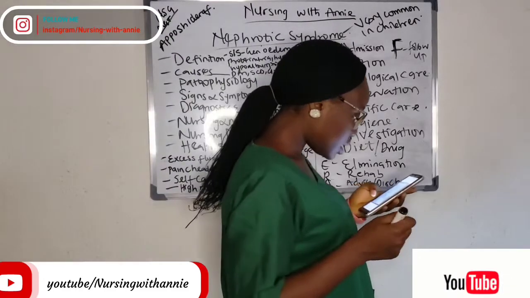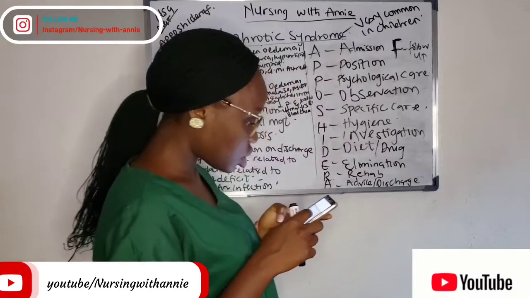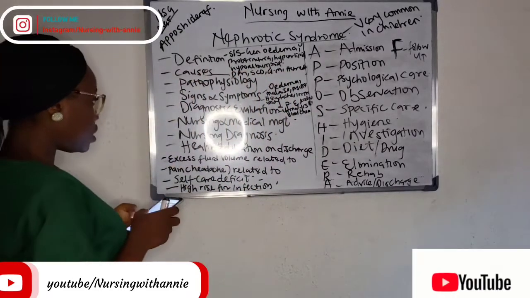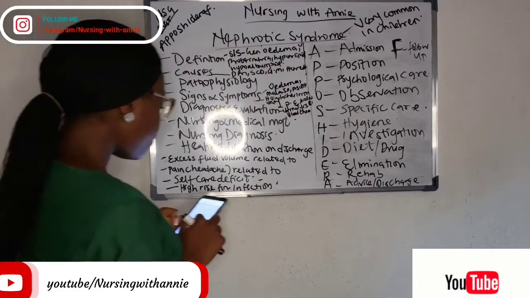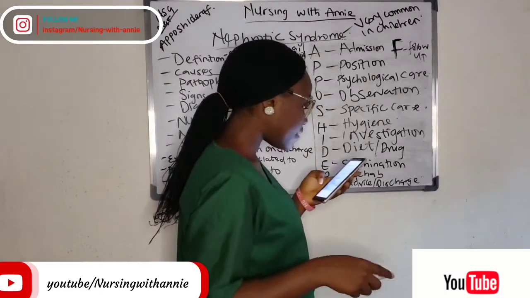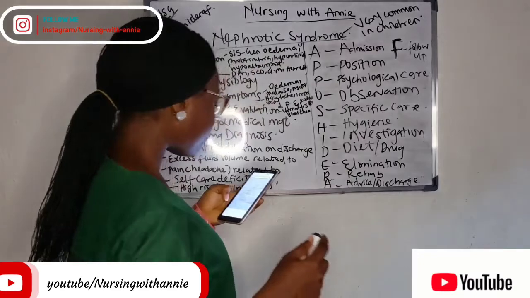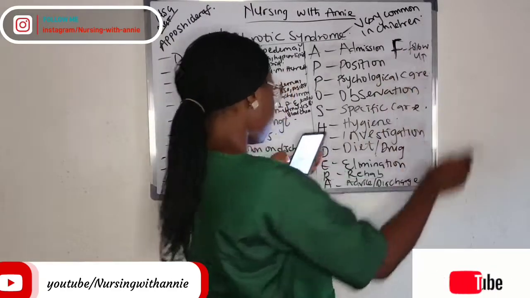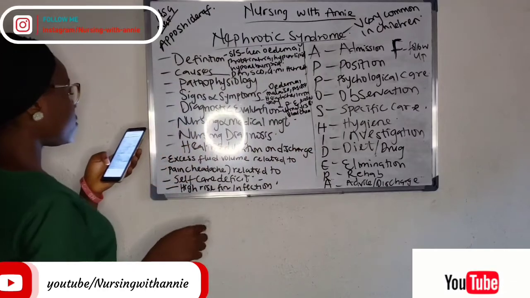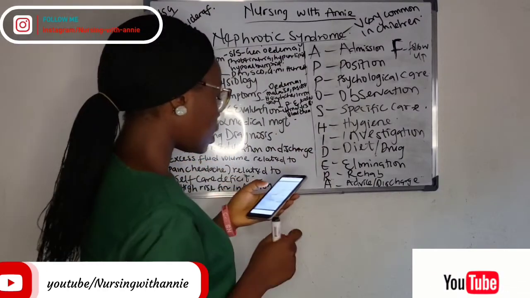Then the E question says, state 6 preventive measures of nephrotic syndrome. What do you do to prevent nephrotic syndrome? Then the last one says, outline the advice you will give to Master Peter's family on discharge, which I've already done in the follow-up. Now let's go to the 6 preventive measures of nephrotic syndrome.